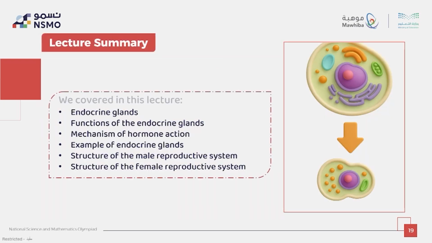This is a summary of our topic. We covered the endocrine glands, their functions, the mechanism of hormone action, examples of endocrine glands, and the structure of both the male and female reproductive systems.